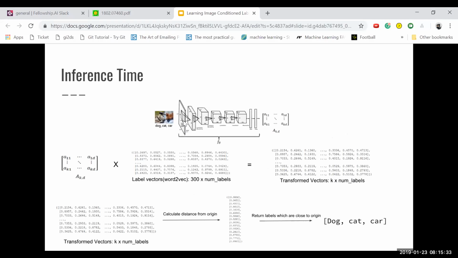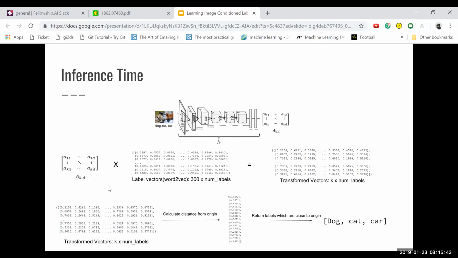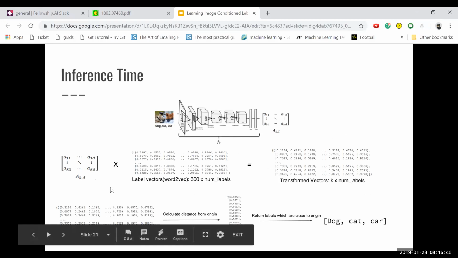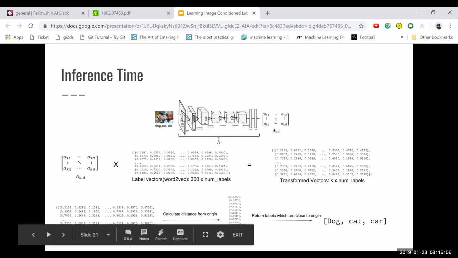Okay, so this is basically an example to explain the vectorized implementation. Over here, the first thing on the left-hand side is your transformation matrix K by D. The next thing is we have our label vectors. Each column vector here represents a label in its word2vec representation. Here, there are 300 dimensions. When you multiply these two, you get a transformed matrix of size k into the number of labels.